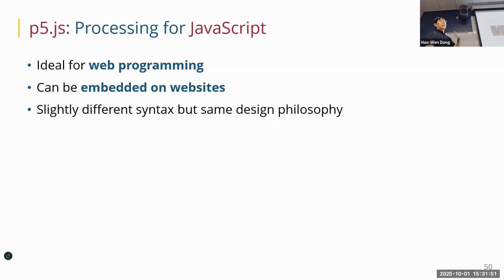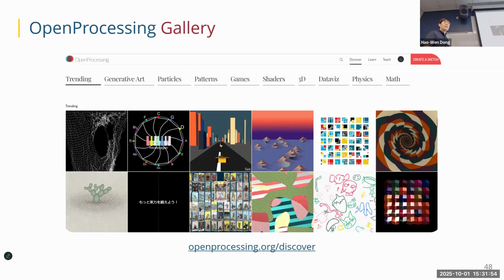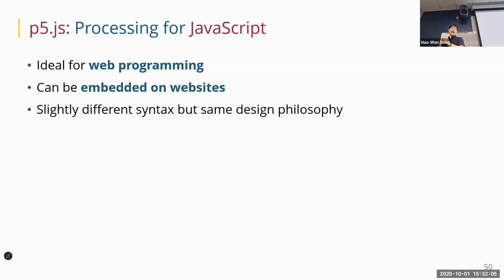On Open Processing and some of the other platforms, sometimes there are even more resources on p5.js than the original Processing in Java, because p5.js allows you to do web programming. So it's ideal for web programming, and it can be embedded on websites. Nowadays, a lot of things happen on websites. You can even imagine your personal website having some p5.js-enabled generative art in the background. The core is slightly different syntax, but the same design philosophy.